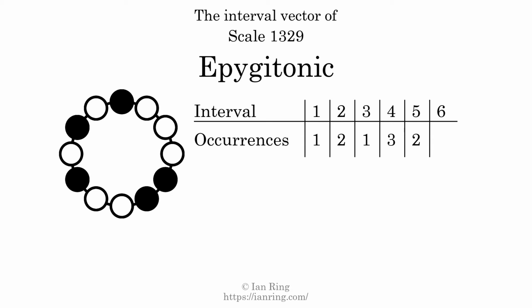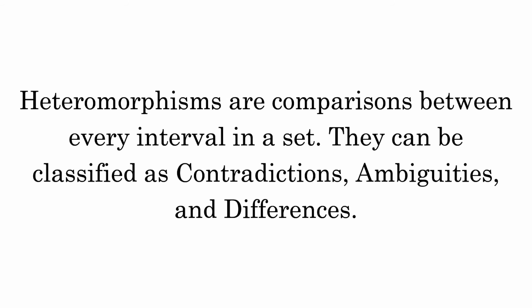There are 2 intervals with a size of 5 semitones. They are here and here. There is one interval with a size of 6 semitones. It is here. Each interval does not appear in this scale a unique number of times, so this is not a deep scale. Heteromorphisms are comparisons between every interval in a set. They can be classified as contradictions, ambiguities, and differences.